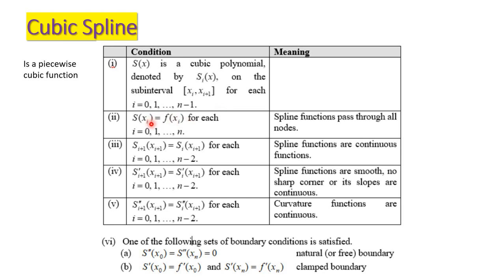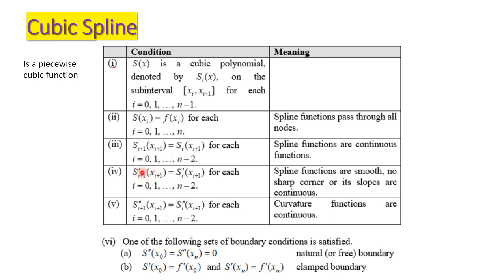And then condition 2 is S(xi) will be equal to f(xi). So it means the spline function will actually pass through all nodes. Condition 3: Si plus 1 at xi plus 1 will be equal to Si at xi plus 1. It means the spline functions are continuous functions.